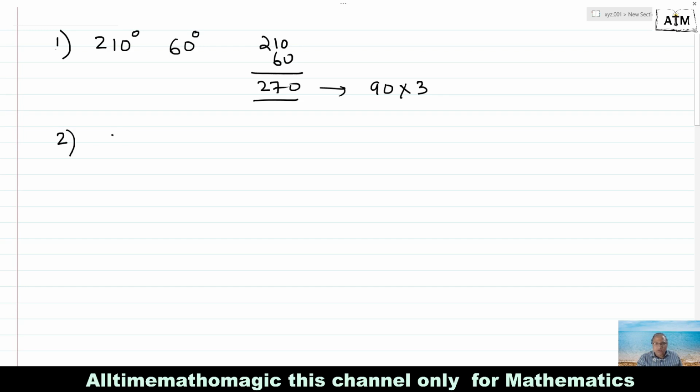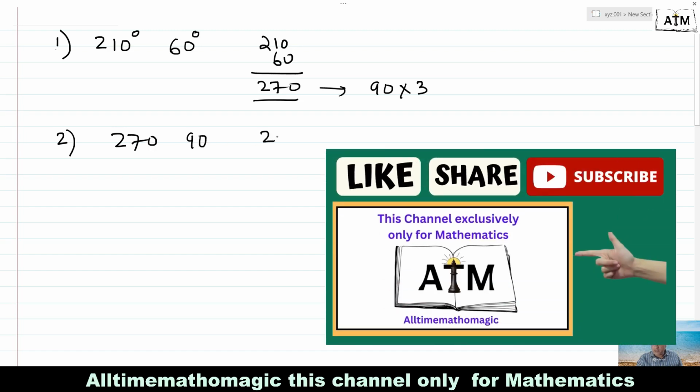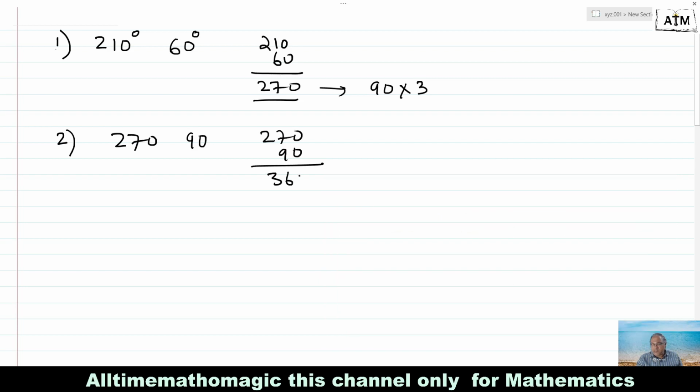Example 2: 270 and 90. If you add 270 plus 90, you get 360 degrees. 360 degrees is nothing but a multiple of 90. 4 nineties are 360. Therefore, 270 degrees and 90 degrees are allied angles.